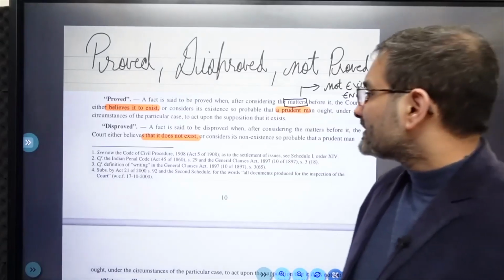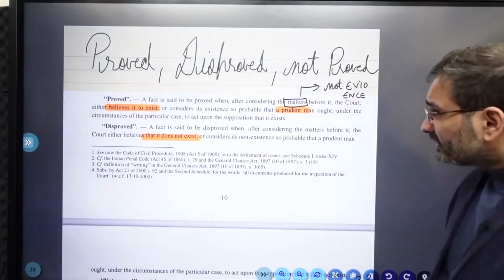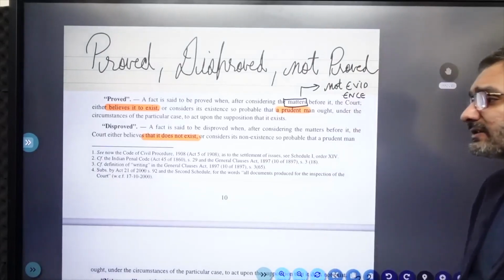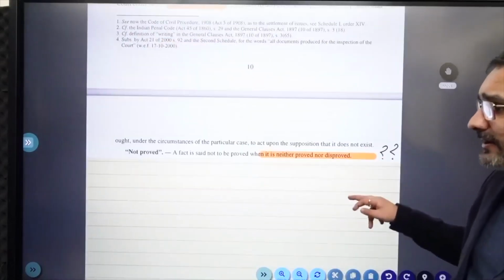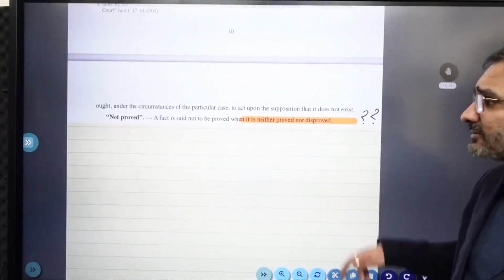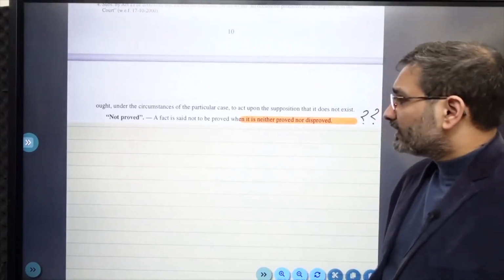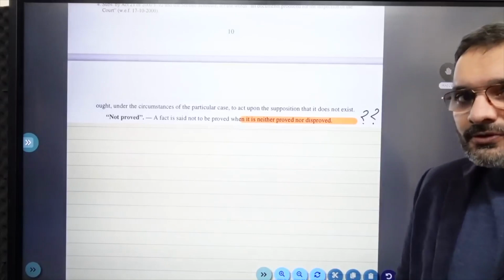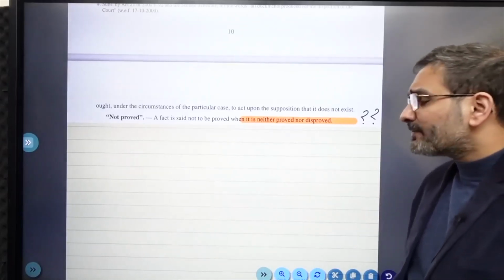Disproved. A fact is said to be disproved when, after considering the matters before it, the court either believes that it does not exist or considers non-existence so probable that a prudent man ought, under the circumstances of a particular case, to act upon the supposition that it does not exist. Not proved. Proved, disproved, not proved. Not proved, a fact is said to be not proved when it is neither proved nor disproved.